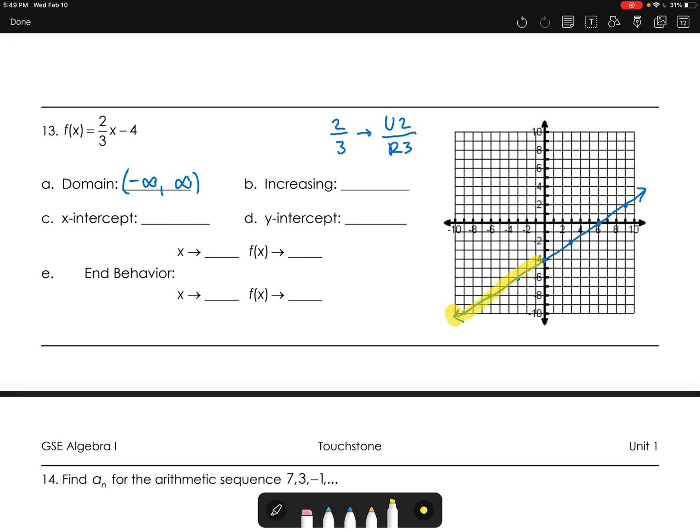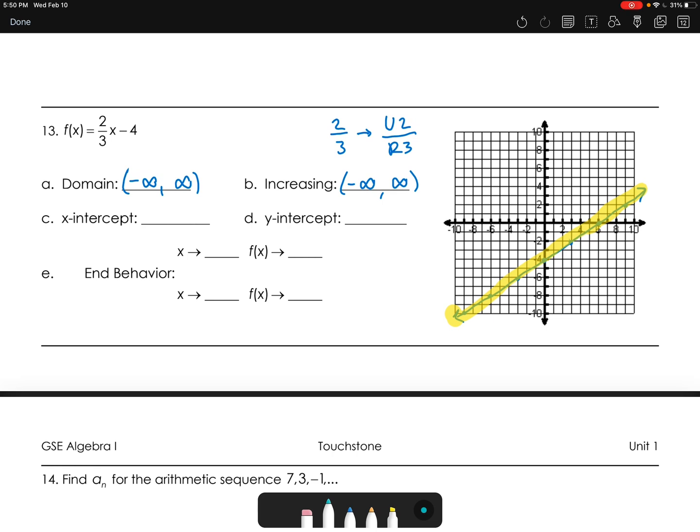The next thing to think of is, is it increasing. Well, if we start at the left and I drag my pencil, my line is going up. So that means it's increasing, and it's increasing forever. It's never going to change direction. So increasing is negative infinity to infinity as well.